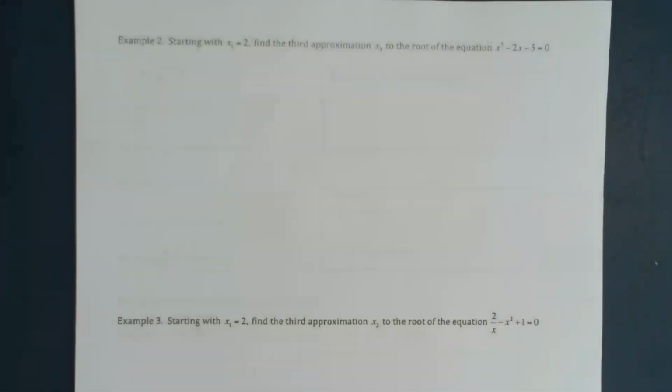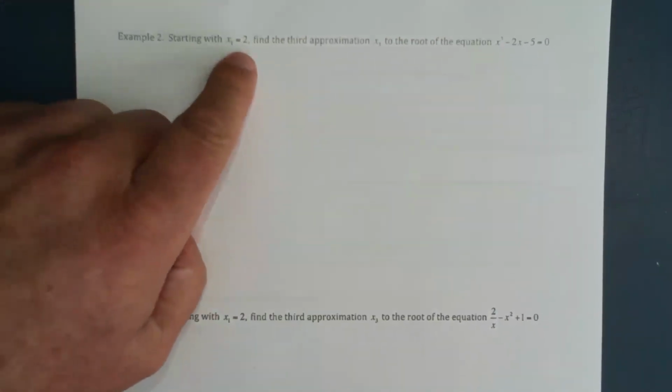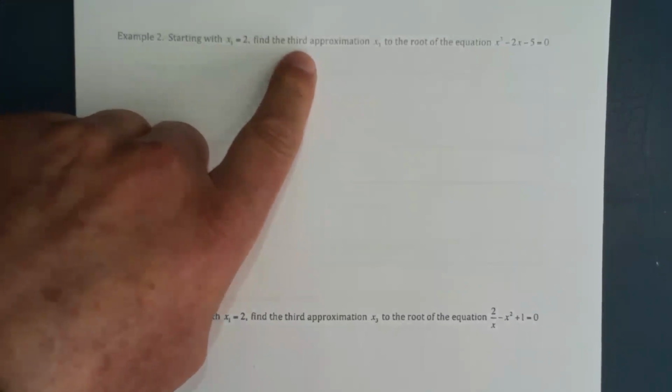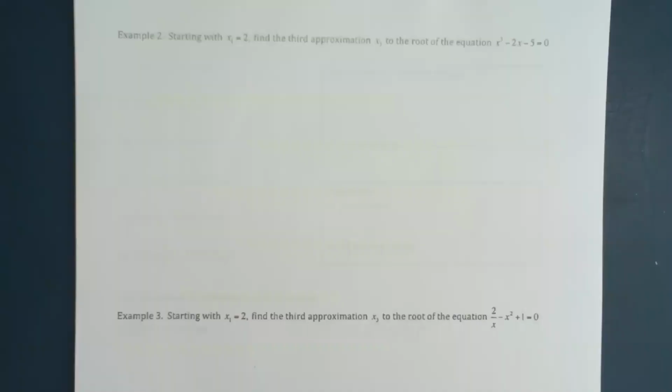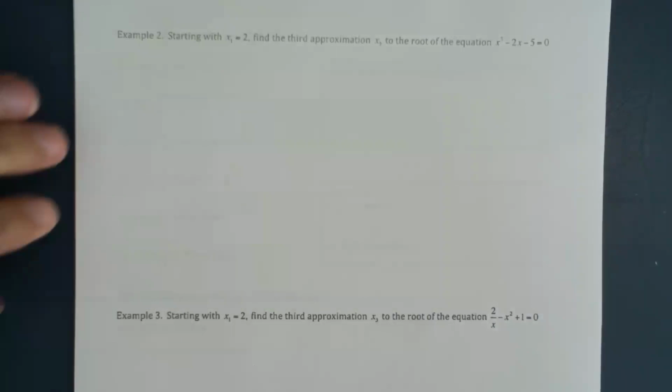And I'm going to teach you some stuff with your calculator here. So we have our first guess is going to be x sub 1 equals 2. And we're going to find the third approximation, that's x sub 3, of this function here. So let's start with our function.